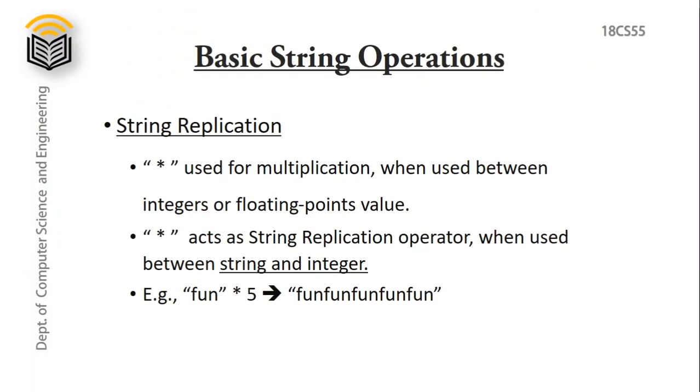String replication. Star is used as a multiplication operator when used between integer or float values. But when used between a string and an integer, it acts as a string replication operator, where the string is repeated by the integer value. For example, 'fun' with 5, 'fun' is replicated 5 times.